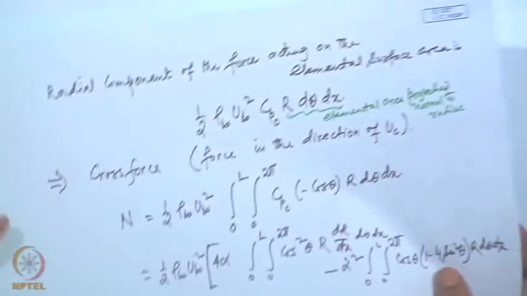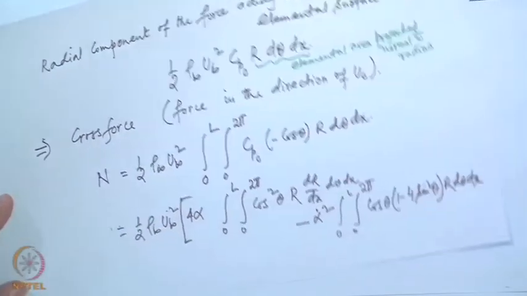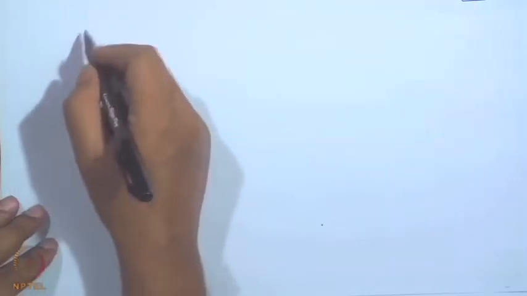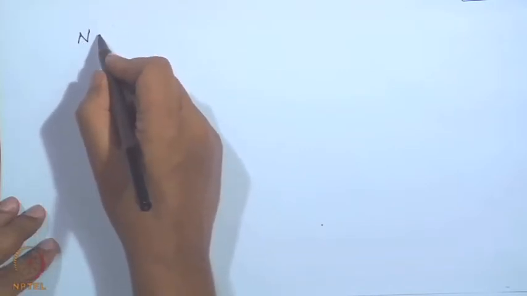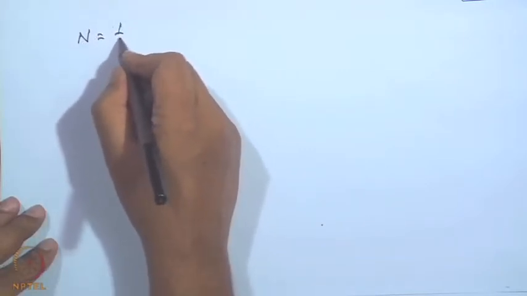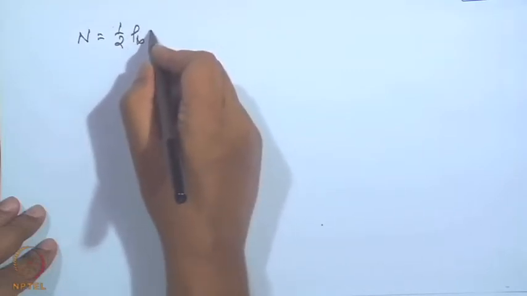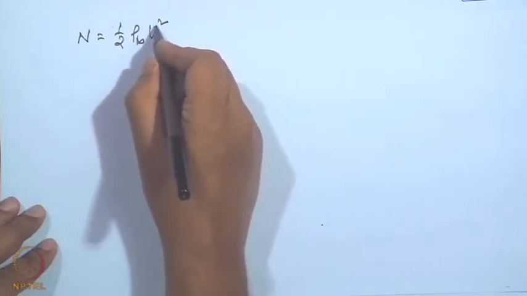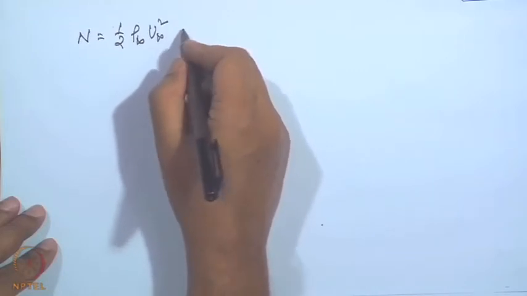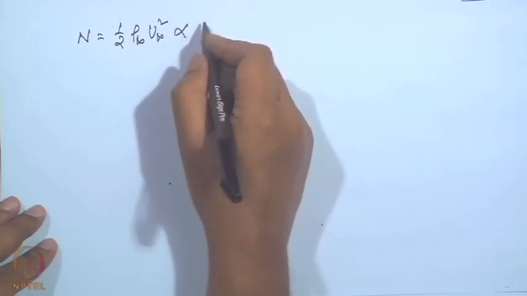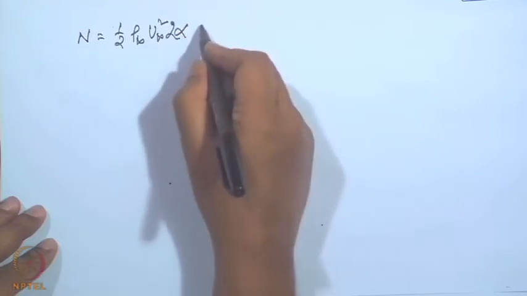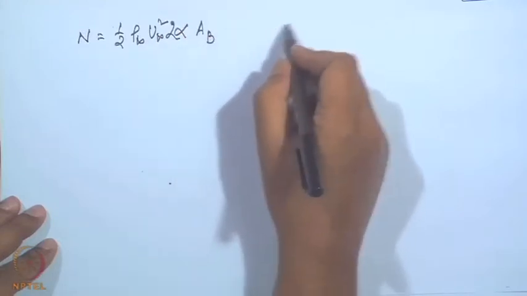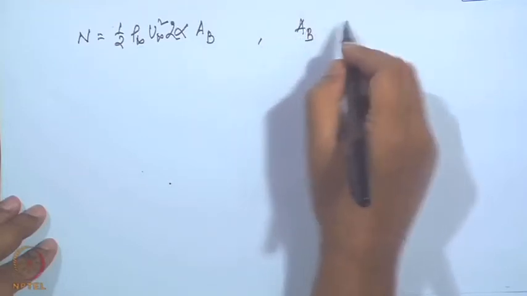The integration can be carried out completely, giving N equal to half rho infinity u infinity square into alpha into 2 alpha into A B. A B is, as before, the area of the base.